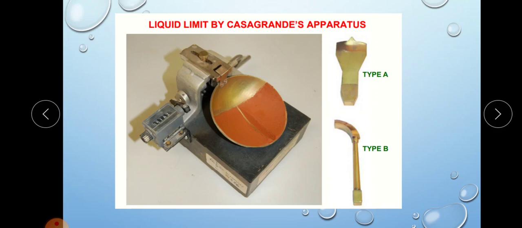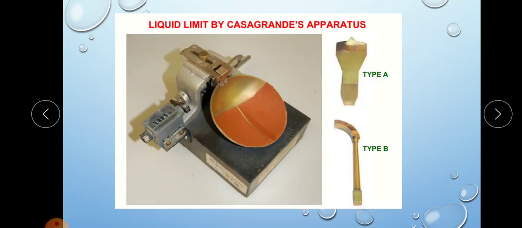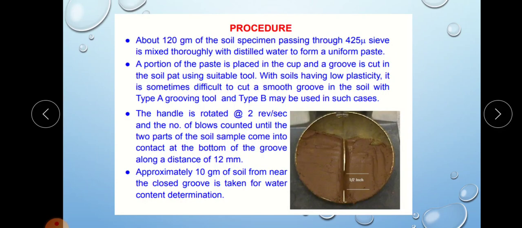So now we can discuss the procedure. This is the Casagrande grooving tool, type A and type B. For that, about 120 gram of the soil specimen is taken, and the soil specimen should be such that it passes through a 425 micron sieve. Okay, and that soil sample is mixed thoroughly with distilled water to form a uniform paste. After that, a portion of that paste is placed on the cup. Okay, then a groove is cut in the soil using a suitable tool. This is the tool which is used for making this groove.